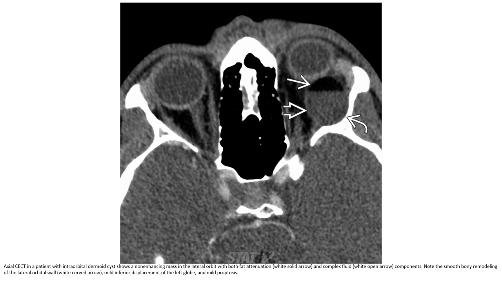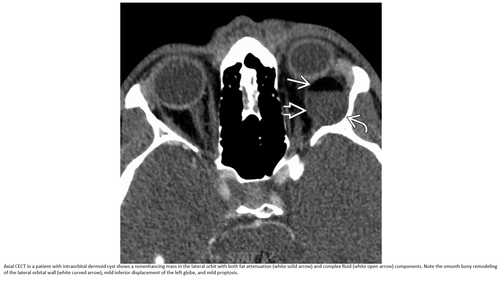Let's see the example. This is the first example. The axial contrast enhanced CT in a patient with intraorbital dermoid shows a non-enhancing mass in the lateral orbit with both fat attenuation, while the slit arrow indicates, and a compact fluid component, while the open arrow indicates.